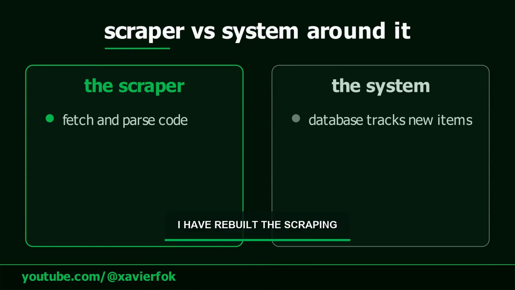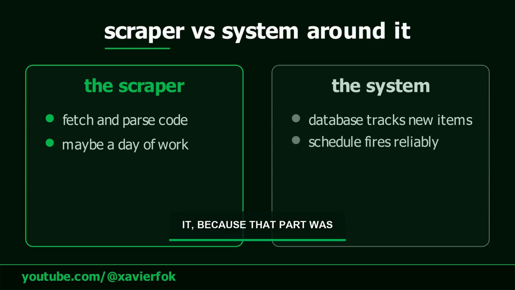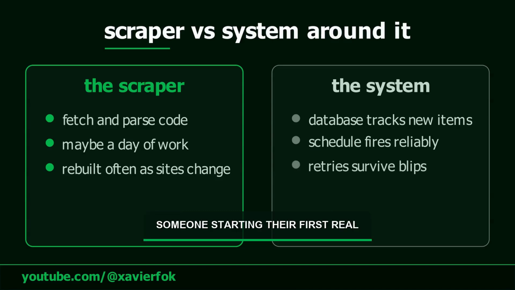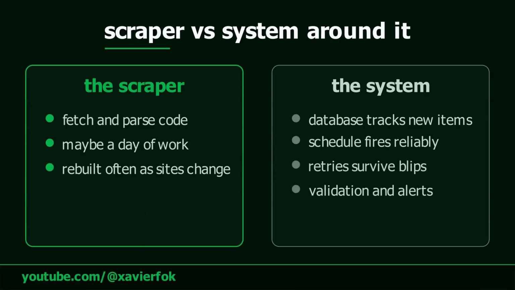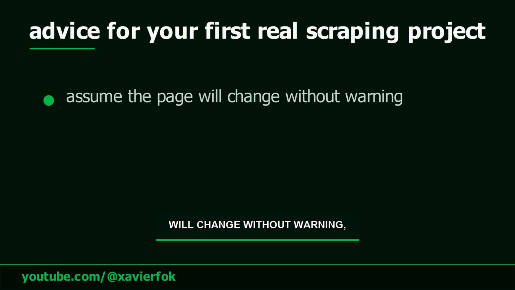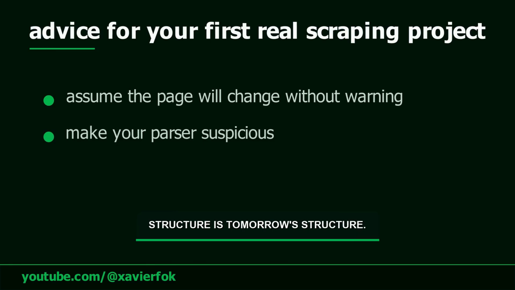I have rebuilt the scraping core of these systems many times as sites change. I have almost never had to touch the system around it because that part was built to survive the scraper breaking. If I were giving one piece of advice to someone starting their first real scraping project, it would be this. Assume the page you are scraping will change without warning, and build everything around that assumption. Do not trust that today's structure is tomorrow's structure.